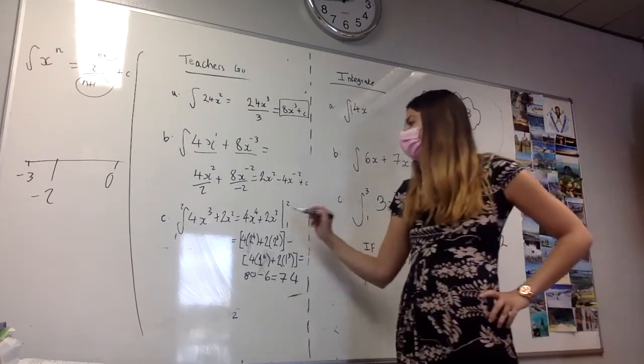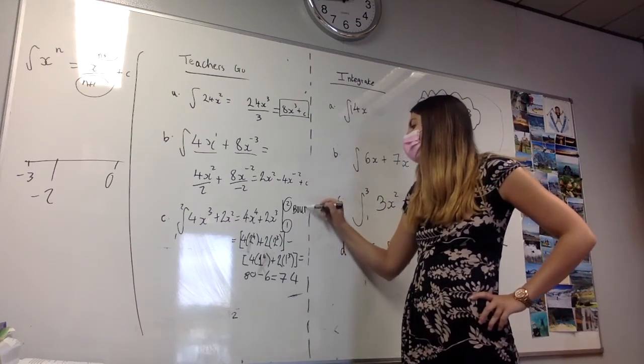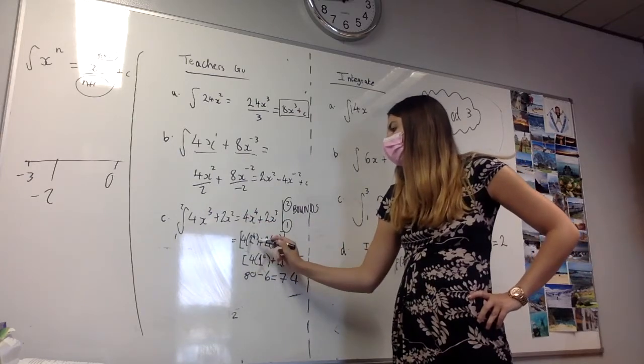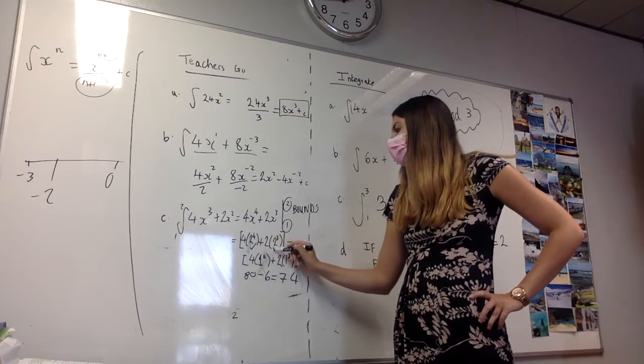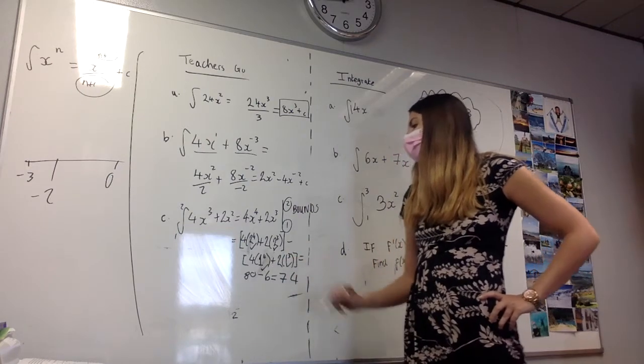Part C is different because we have something called bounds. Bounds are when it's between two different things. You need to substitute in the 2, and then you need to minus the substitution of the 1, and then you get your answer.